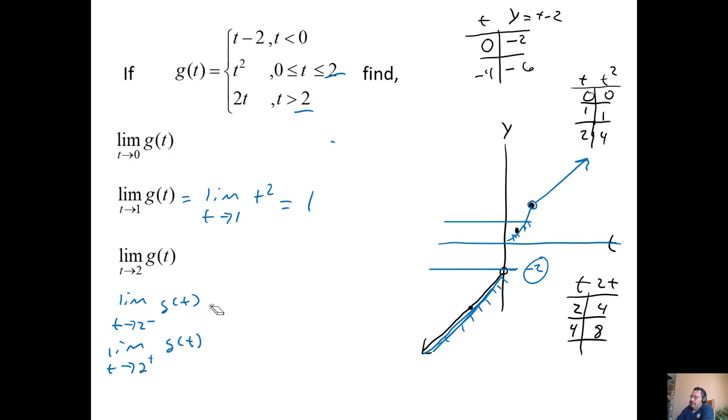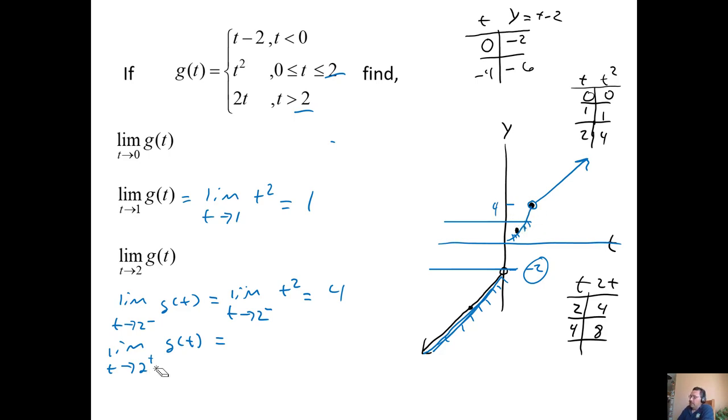When we're on the left, we are going to use the t squared formula. So we'll have the limit as t goes to 2 from the left of t squared. And we can plug that in, and we get 4. And again, that was walking along this parabola. You were getting closer and closer to the y value of 4.